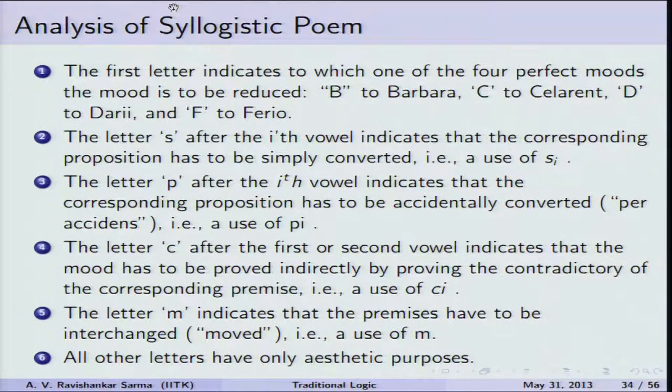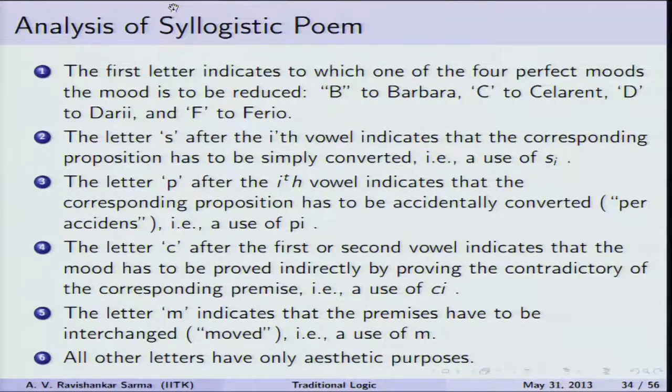It is a very interesting poem, it conveys a lot of information. It tells us not only what kind of mood that syllogism has, but also how this can be converted into the perfect moods which occur in figure number 1. Now the letter S after a vowel, it can be the first vowel or the second vowel that occurs in that particular Latin word, indicates that the corresponding proposition needs to be simply converted.